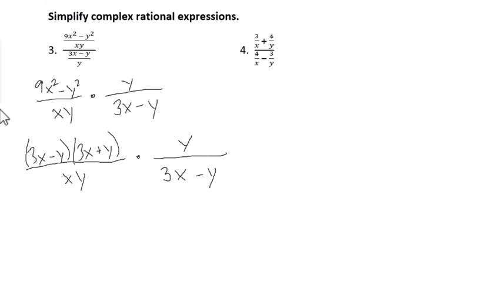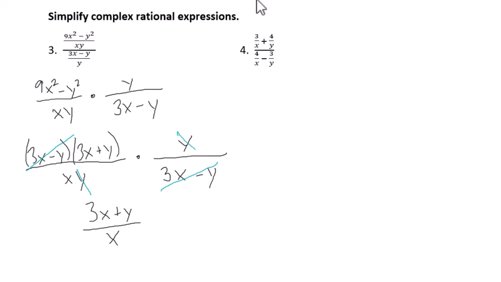And now we can cancel out like factors. So that and that cancel. This y and this y cancel. And we are left with 3x plus y on top. And everything on the bottom got canceled out except the x.